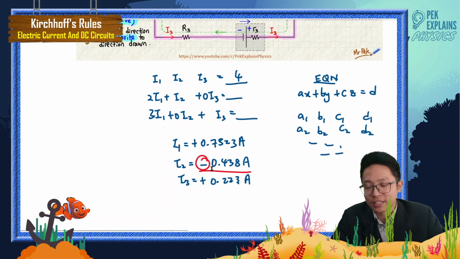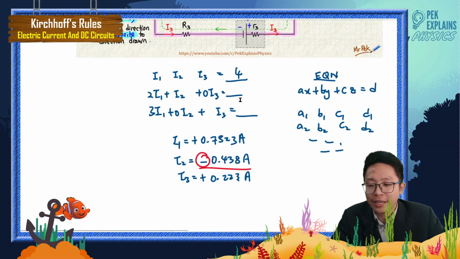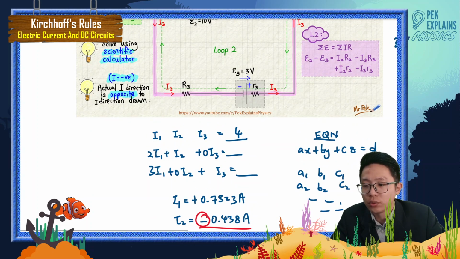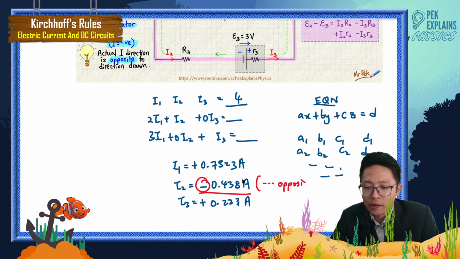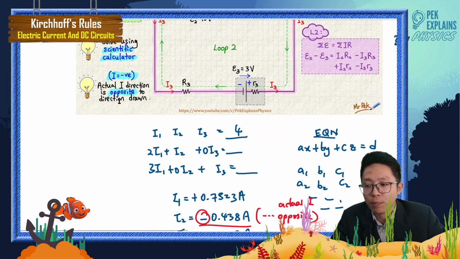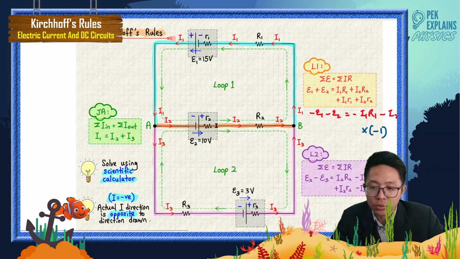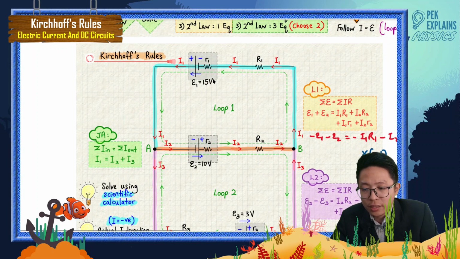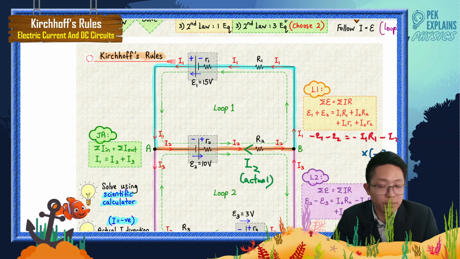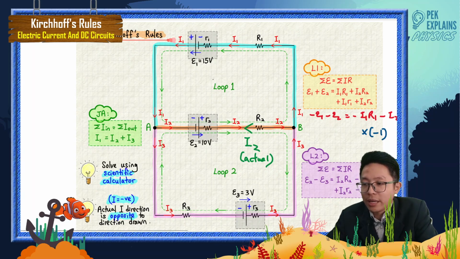What does it mean? It means that the actual current direction of I2 is opposite to the direction drawn. So I can write over here that the actual current direction is actually opposite to the direction drawn. Let's say initially I2 is to the right, but I got the current as a negative value. Negative value means the actual current should actually be to the left. I2 actually is to the left. This is the actual direction. The one in the diagram is the direction drawn. You understand? Direction drawn.